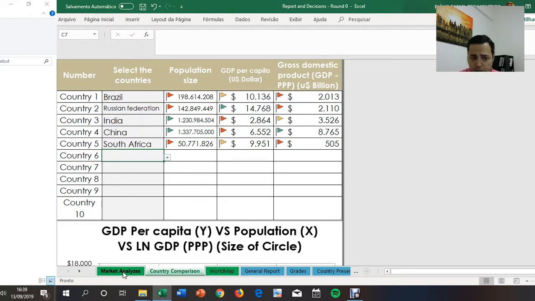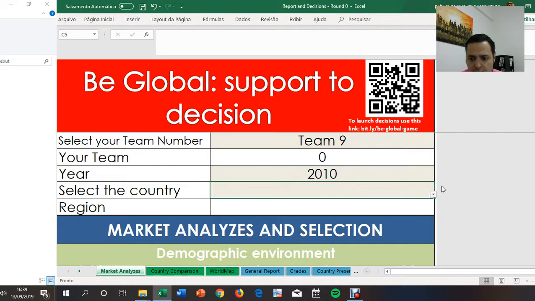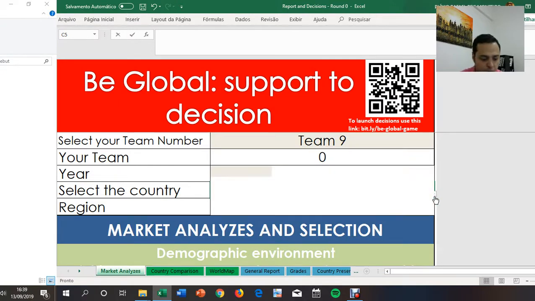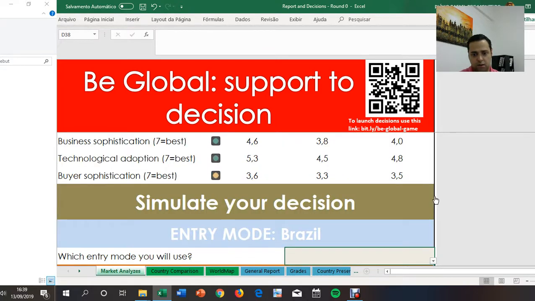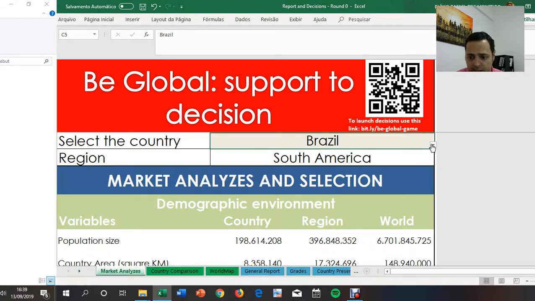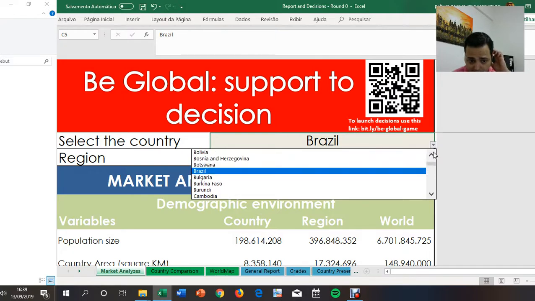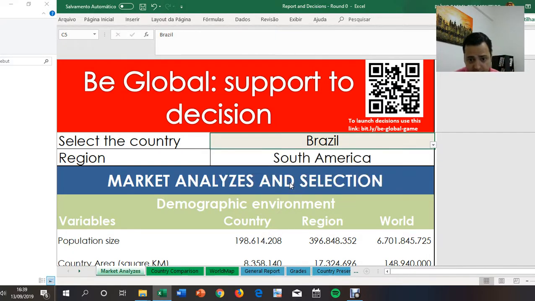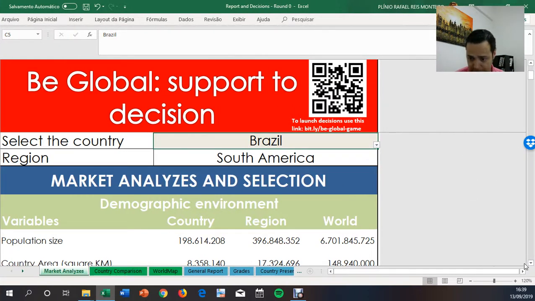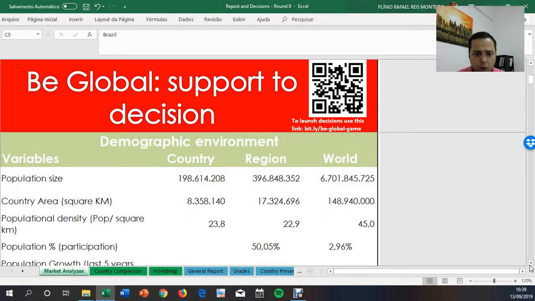And I will make the first round of decision, make a simulation in Brazil. So I will go here to market analysis, and I will put the country that I want to simulate. So I can type Brazil, or I can select the country here. With the list, I select and put Brazil. And now I can have a more detailed overlook of the country.